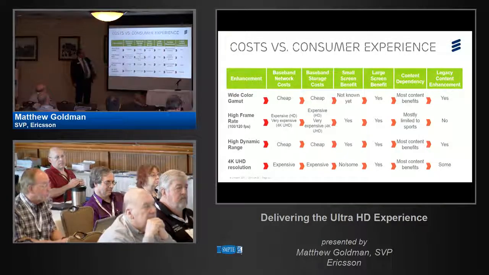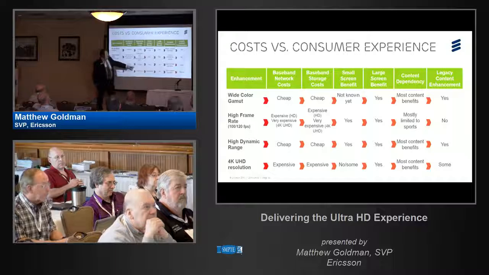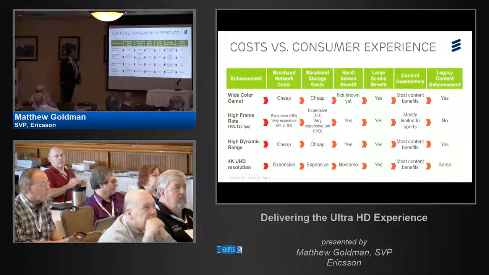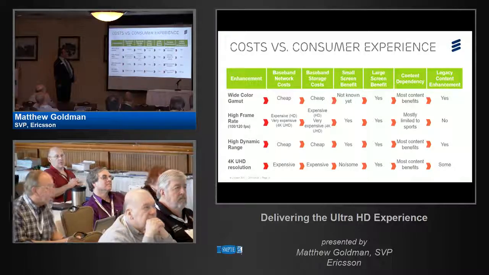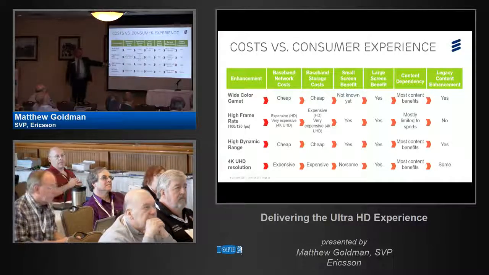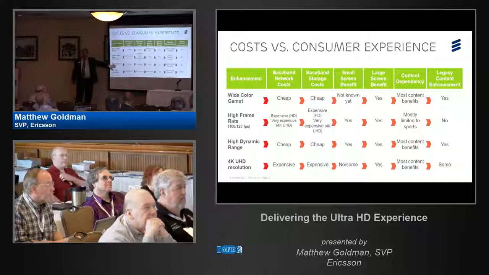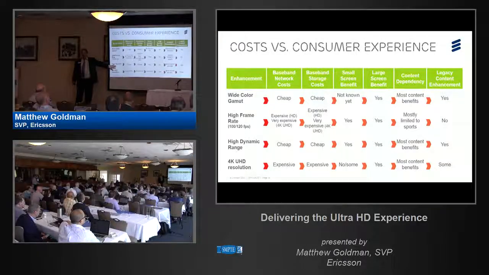High dynamic range. Cheap, yes, great. What do you mean by cheap in baseband network costs? For where? Which one? For high dynamic range? It means basically it's not going to take that much more to do the high dynamic range from the transmission side of it, or the storage side of it. It's very small in comparison to frame rate. I am hearing that Hugo disagrees with me. Maybe I'll hear his presentation tomorrow. 4K resolution.